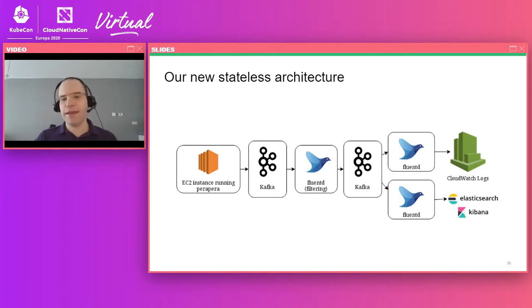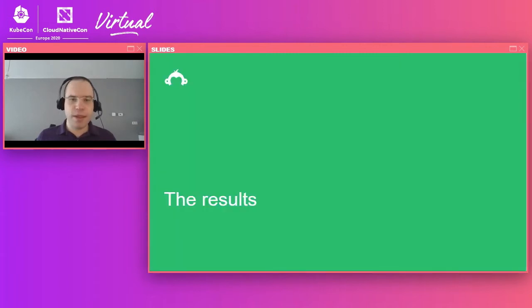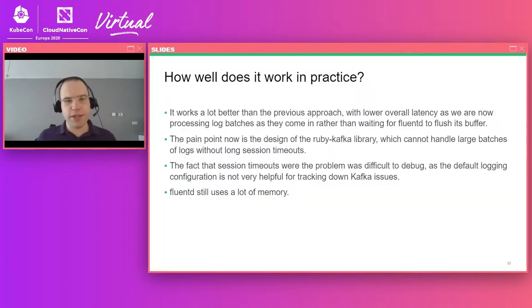That cannot be propagated any further back through the chain because all that Fluentd is doing is reading from a Kafka topic. The filtering plugin will have no knowledge of this. Log messages will not be duplicated in CloudWatch because it doesn't affect the top right Fluentd, and it definitely doesn't cause any problems at all with Perapera. So putting Kafka in between these roles makes everything a lot more reliable, at least in theory. But how does it work in practice?